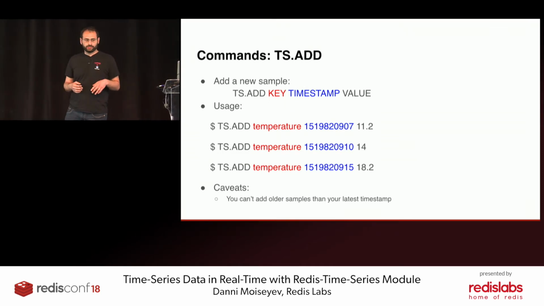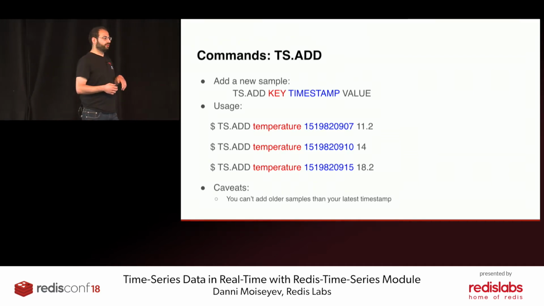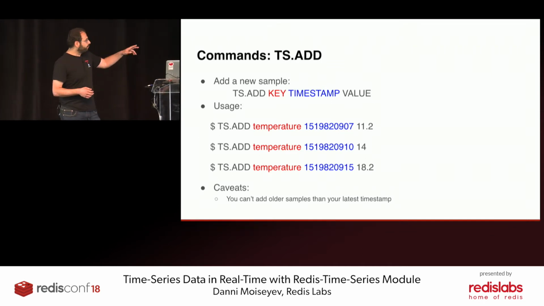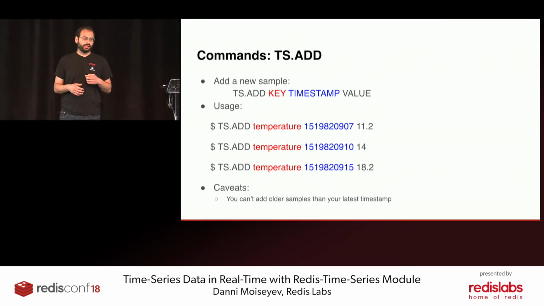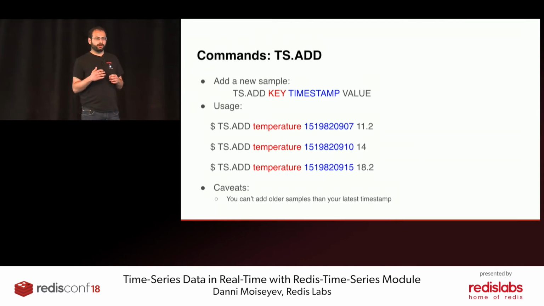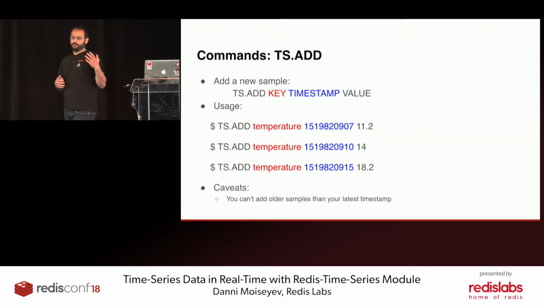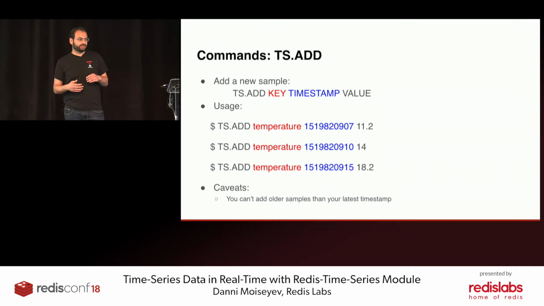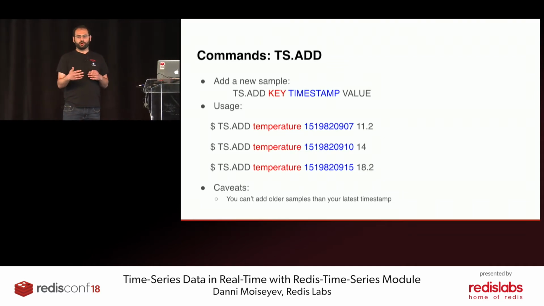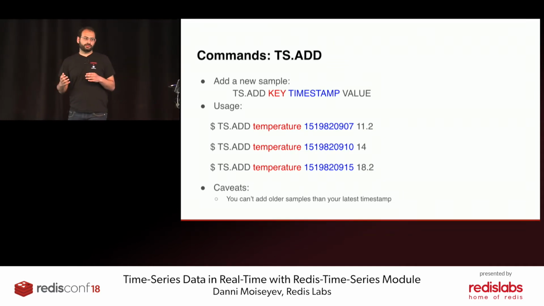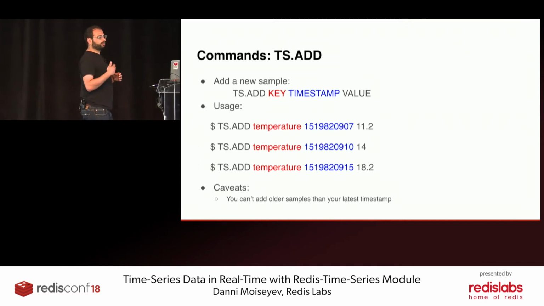It's important to remember there is also a small caveat. You cannot report any data that is older than your latest data. So if you reported, let's say, the 915 sample, you cannot report anything older than 915. The reason we're doing that is the memory model for the time series. We prefer not to move the samples that you already reported, because if we do that, it will hurt your performance.